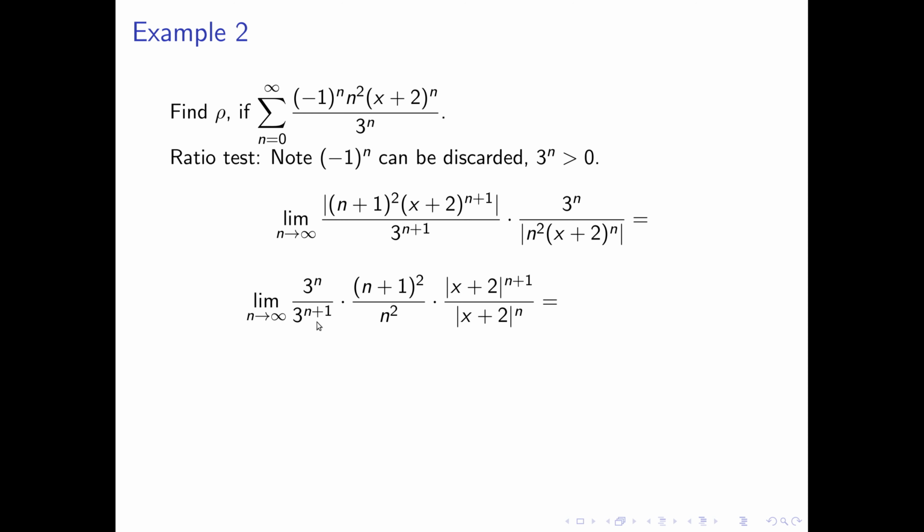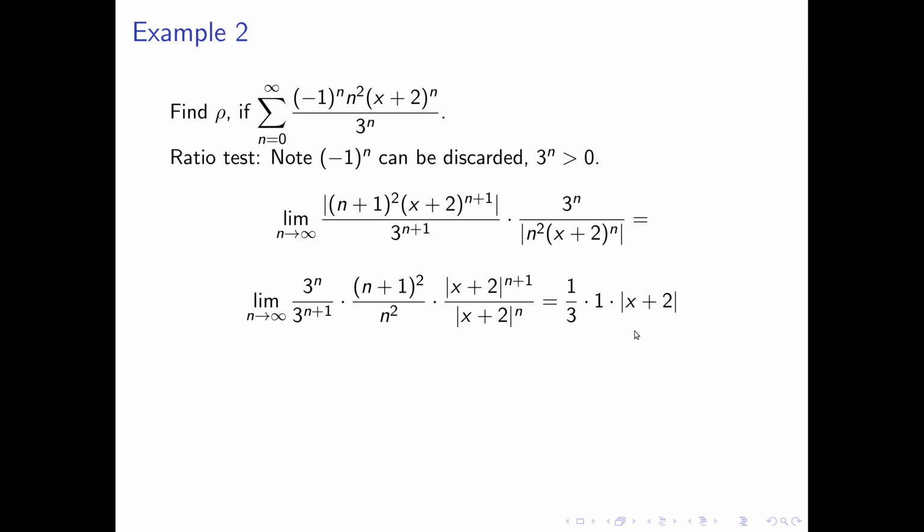Because 3 to the n over 3 to the n plus 1 is just 1/3. N plus 1 squared over n squared, that's going to stay there. I'm going to take the limit of that. And then x plus 2 to the n plus 1 over x plus 2 to the n. Notice that the absolute value bars, by the way, came in. That simplifies to just x plus 2. And so now when I take the limit, it's going to be 1/3. The limit as n goes to infinity of this middle term is 1. You could use L'Hopital's rule if you had to, otherwise you could just divide top and bottom by n squared, either way. And then that's times x plus 2.